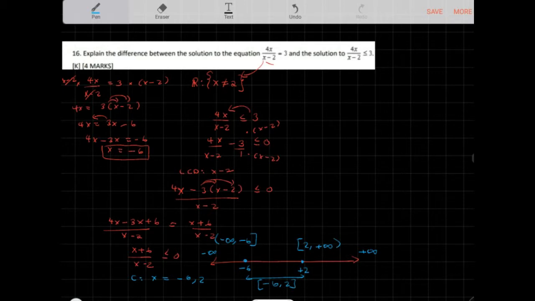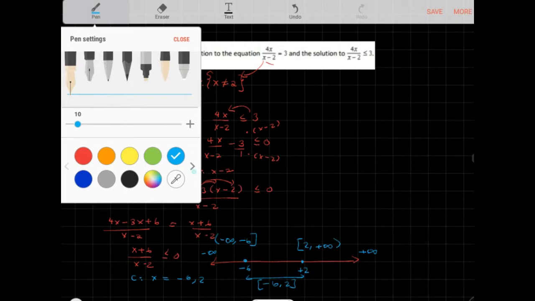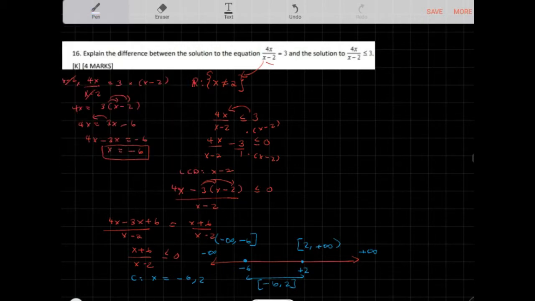And notice that negative infinity and positive infinity cannot be included in an interval because infinity itself is a continuum. Now, these are our three intervals: negative infinity to negative 6, negative 6 to 2, and 2 to positive infinity. What we're going to do next is solve this inequality by creating an interval table.